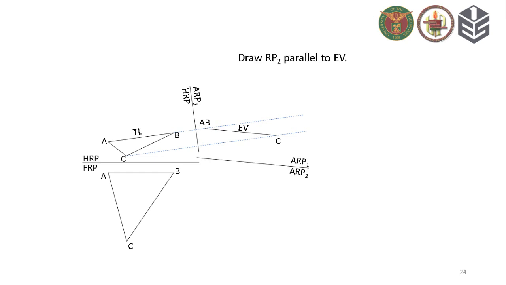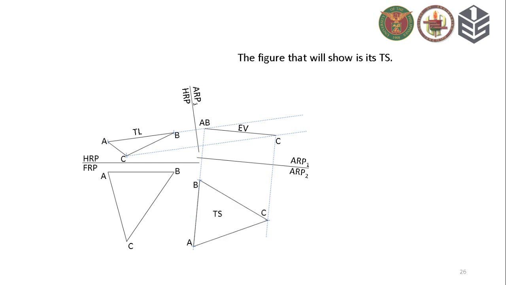As I mentioned earlier, to draw the TS, the reference plane must be parallel to the EV. Here, we draw a reference plane parallel to the edge view of plane ABC. We then project all points, and the reference plane will give us the true size of plane ABC.